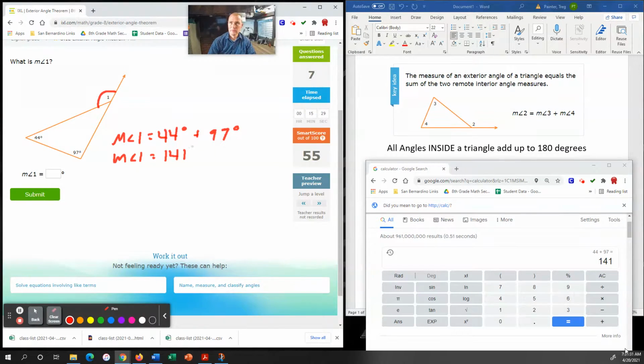And just to perfect this problem, that is in degrees. So measure of angle 1 is 141. So we're going to do 141.